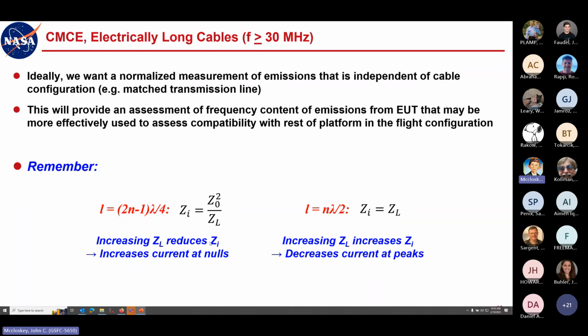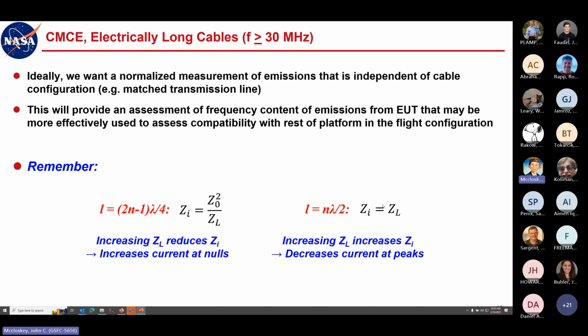So at odd multiples of a quarter wavelength, where the apparent input impedance is the reciprocal of the physical termination, where we're typically talking about a short, the shield terminated to chassis, if we increase that impedance, and this is all speaking theoretically for the moment, so bear with me, if we increase that short, then it will reduce the apparent input impedance observed at the far end. Okay, so it will increase the current at the nulls.